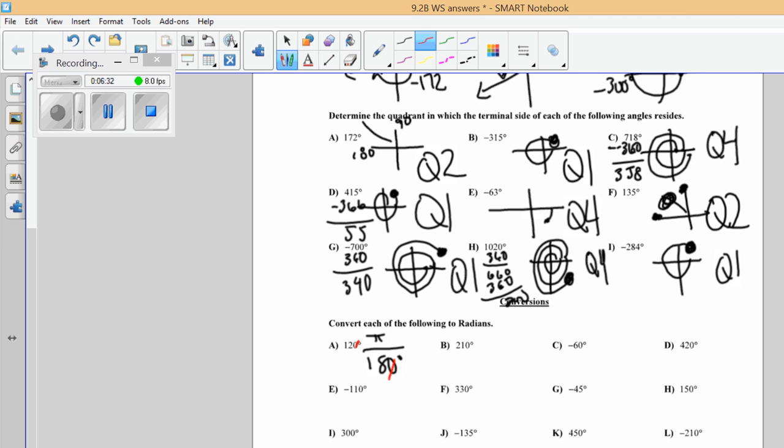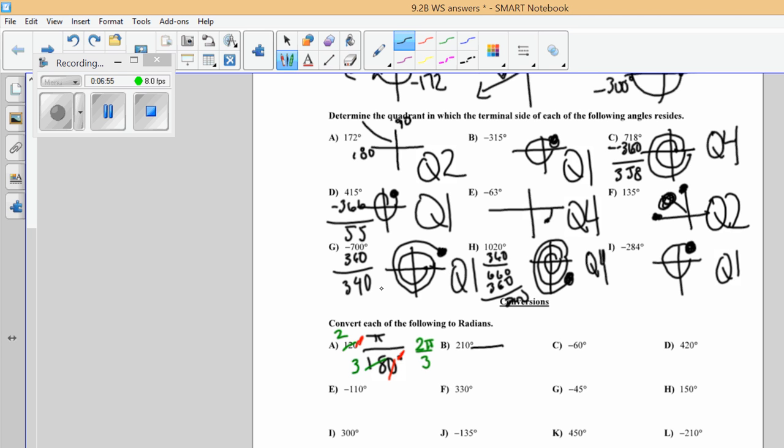Zeros are gone. The other thing that cancels is the degrees. Those degrees canceled. Now, what goes into 12 and 18? It's a 6. 6 goes into 12 twice. 6 goes into 18 3 times. And so my answer is 2 pi over 3. Done.